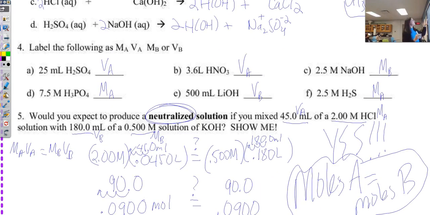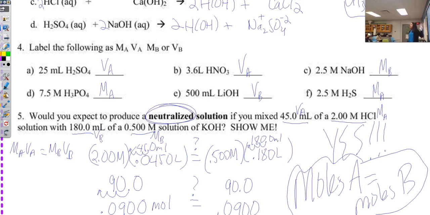Okay, what we were doing down here is we were labeling them so that we could set up our MAVA equals MBVB. So just making sure, if it starts with H, everybody, acid or base? Acid. What about letter D, acid or base? Acid. HNO3, LiOH, base, NaOH, base, and H2S, acid. That's half the game, right? Is making sure you know if it's an acid or a base. Then, obviously, if it's molarity, it's an M. If it's milliliters or liters, it's volume. So once you know those, then you can set up your equation.